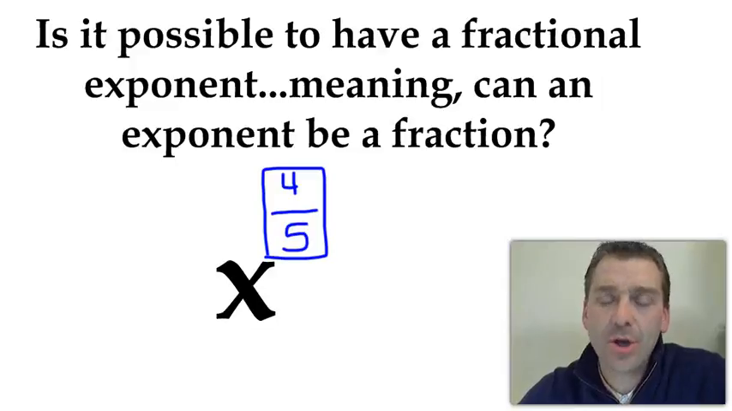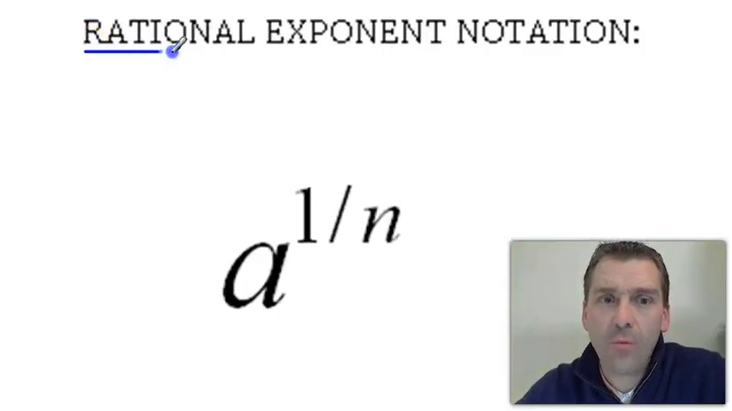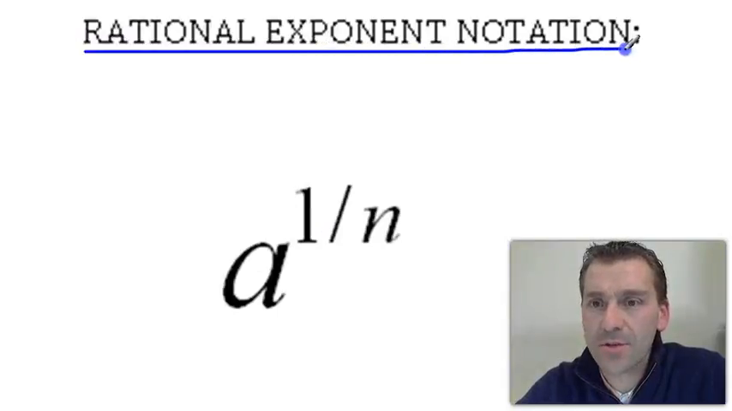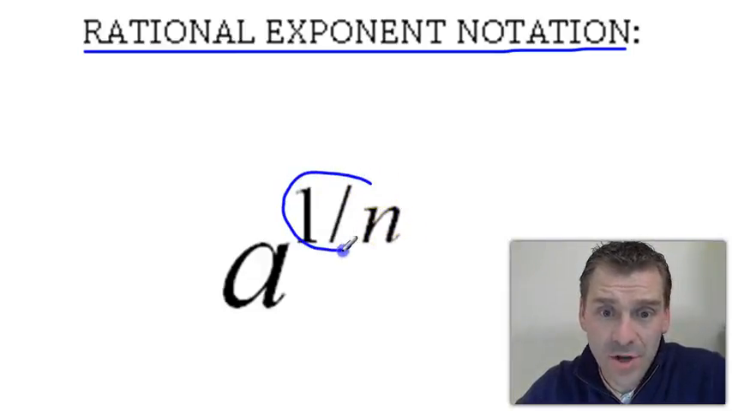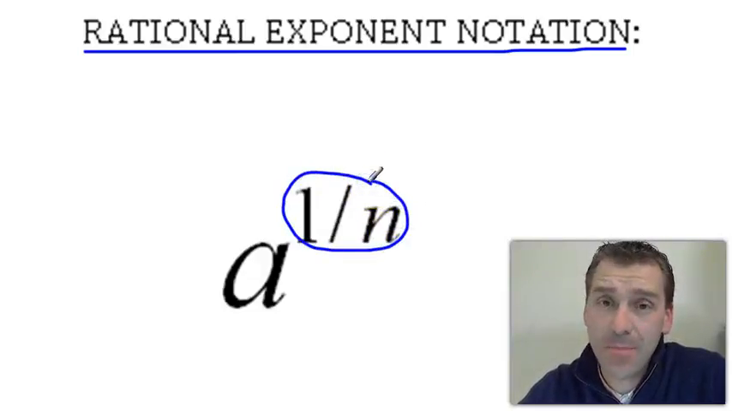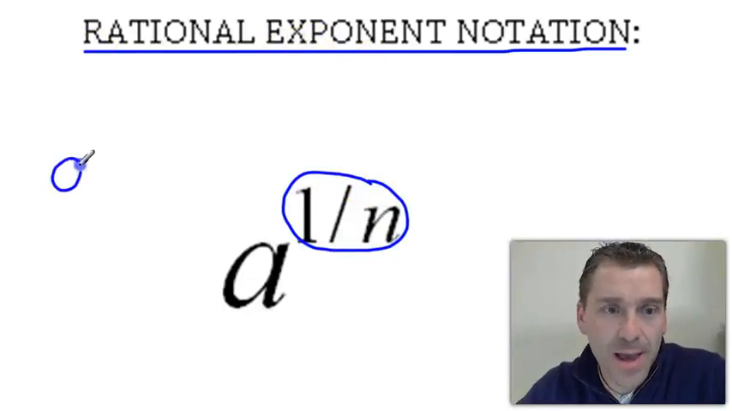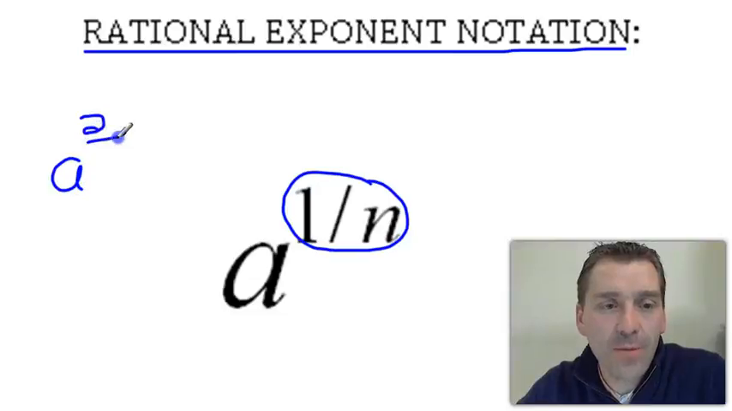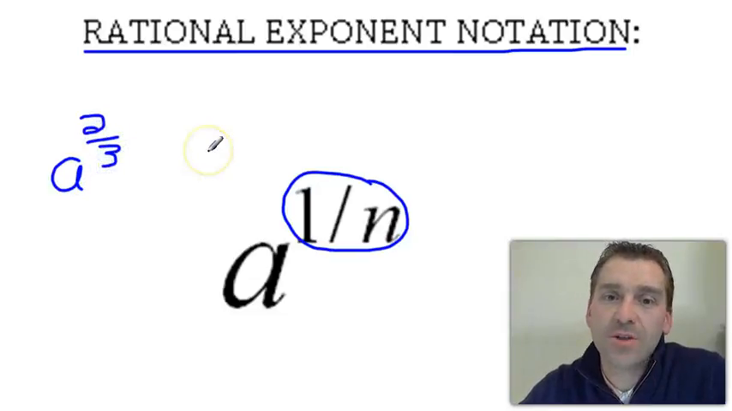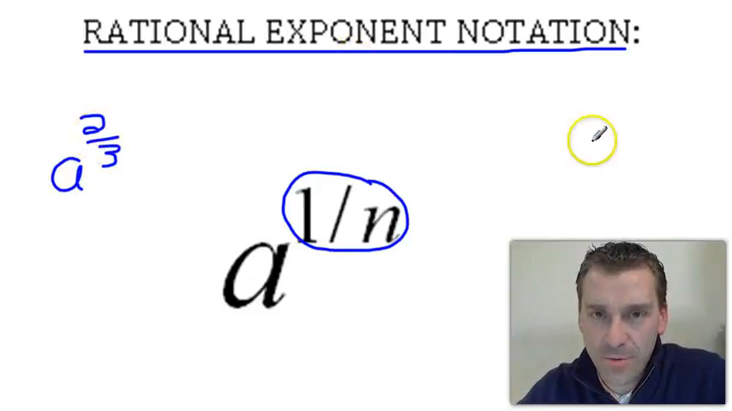Now, into your notes, you need to make sure this is written down. What is rational exponent notation? Well, here's the scoop. Anytime you have something raised to the 1 over n power, technically, this is the general one, but anytime you have a fractional exponent, that's called rational exponent notation. So something like a to the 2/3 power, wonderful, that's rational exponent notation.